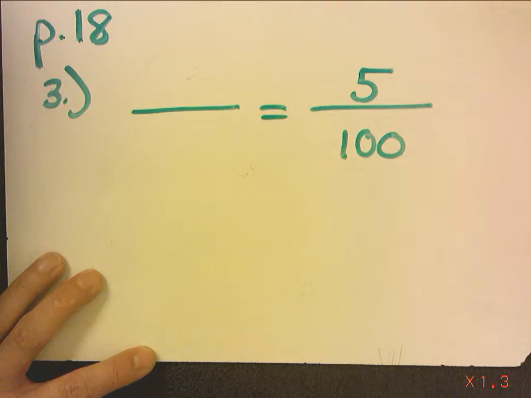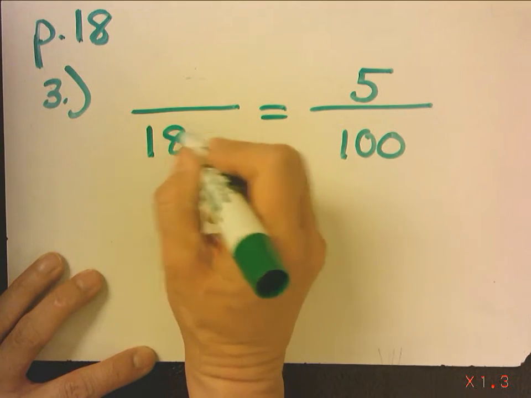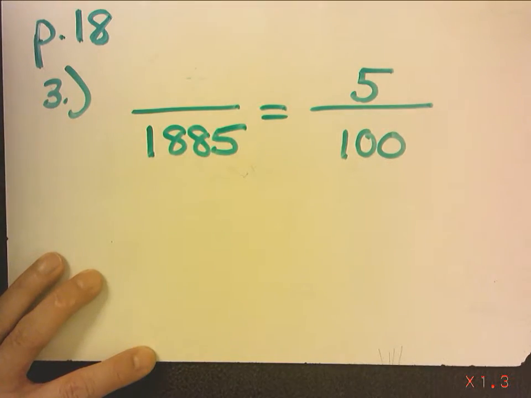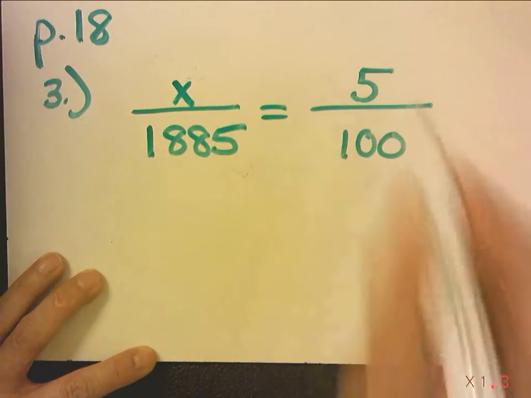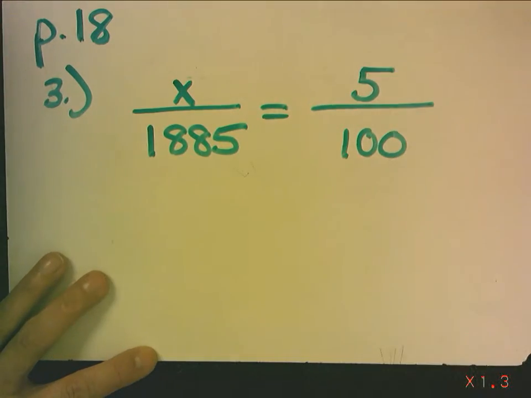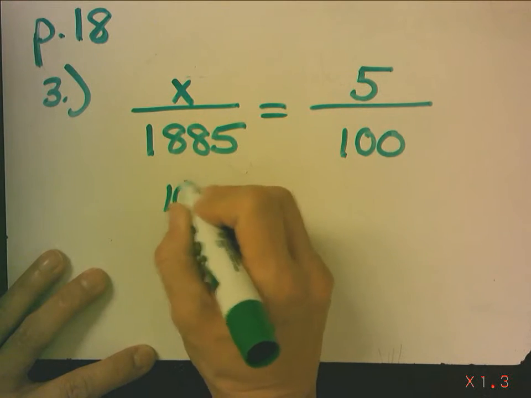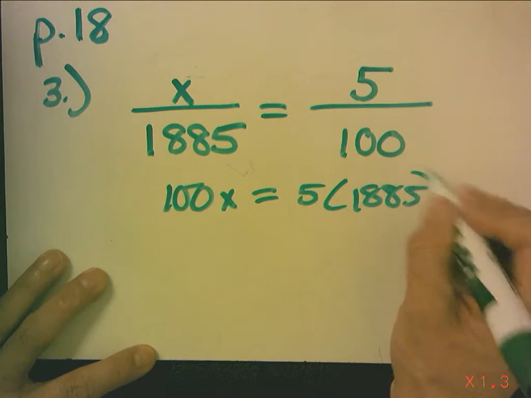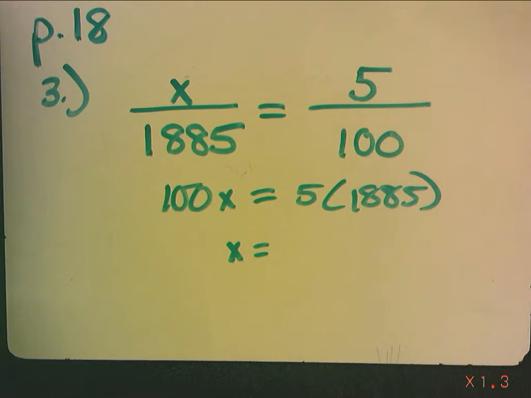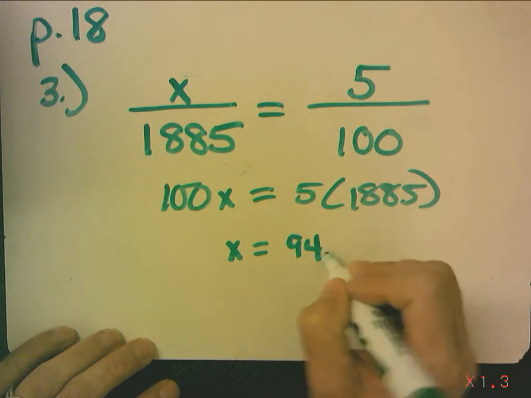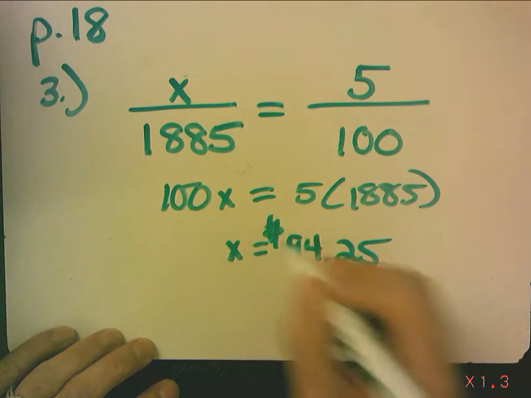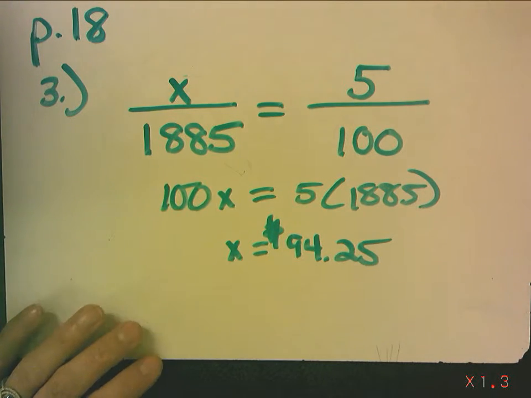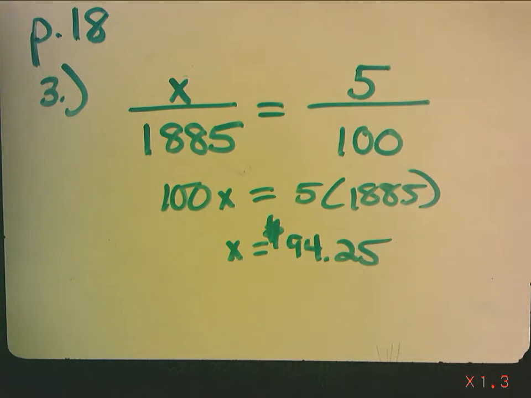Now, if the stereo system costs $1,885, that represents 100% of the cost of the stereo. We want to know what represents the 5%. So x goes in the top. So 100x equals 5 times 1885. And when we do the math, we find out that x equals $94.25. So 5% of 1885 is $94.25.